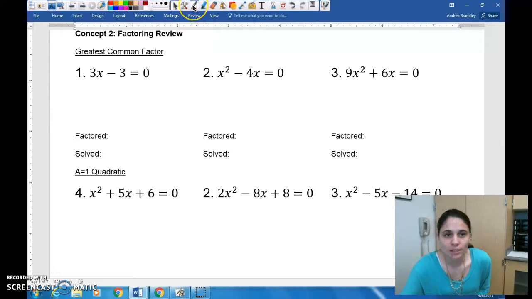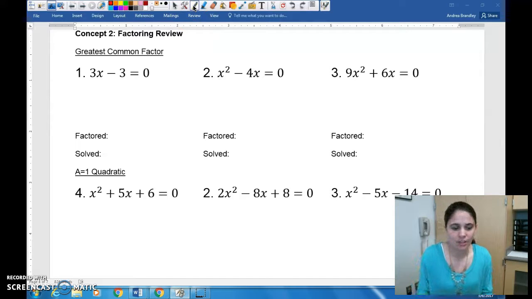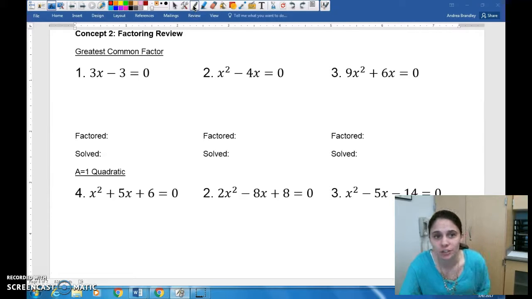All right, so concept 2 is factoring, and this is something that you have hopefully learned in the past, but if you didn't get it then, or if you've forgotten, or even if you did get it, great, this should hopefully be a good review and reminder so that you can do well on it this trimester. So the first type of factoring we actually went over in concept 1, and that's greatest common factor.